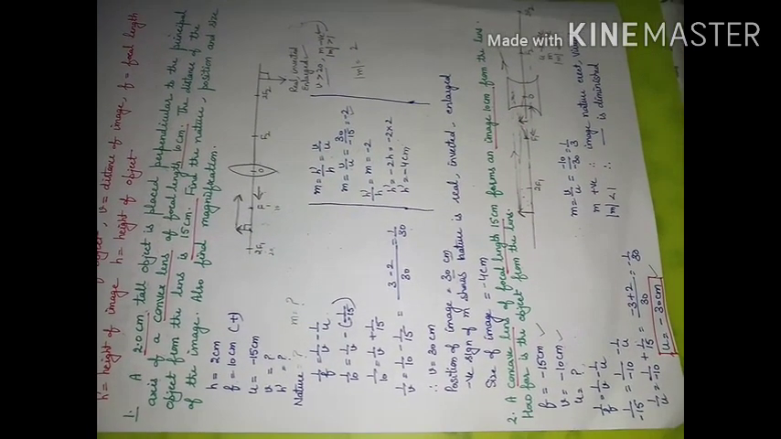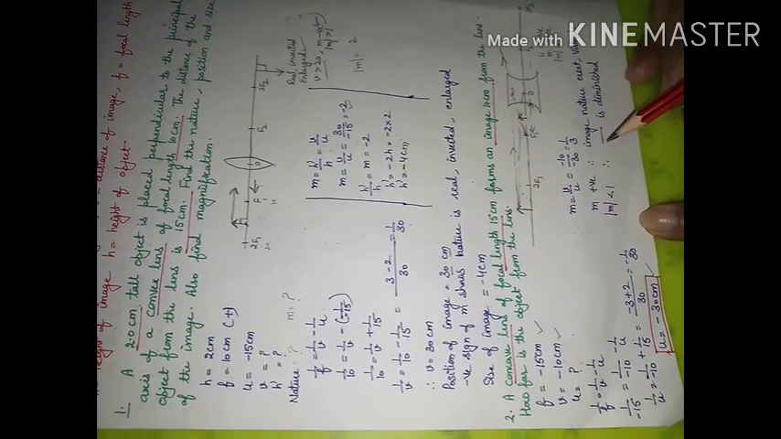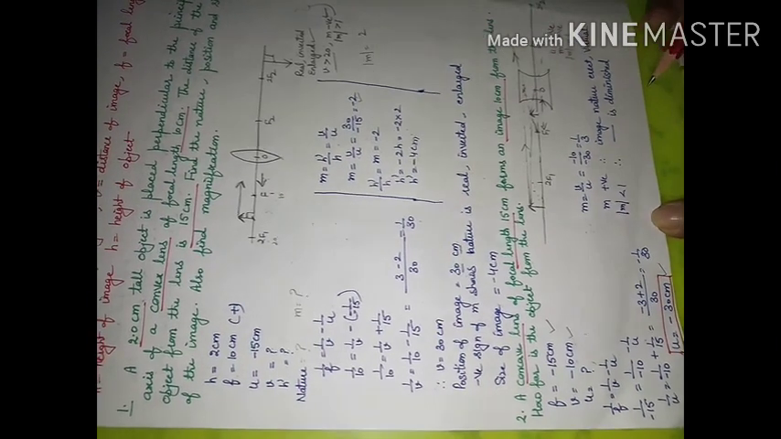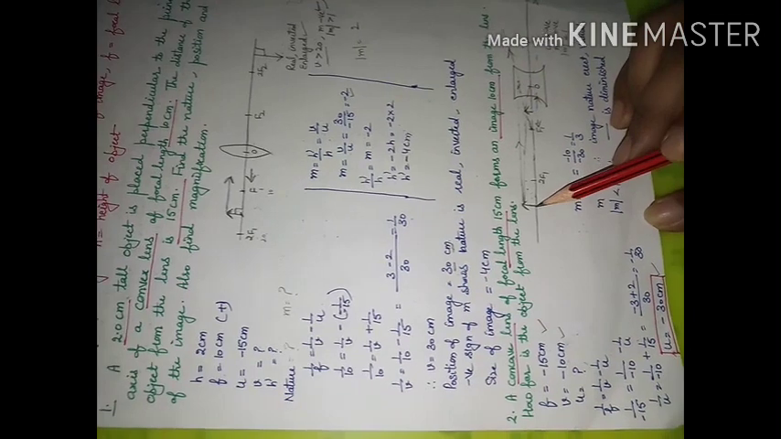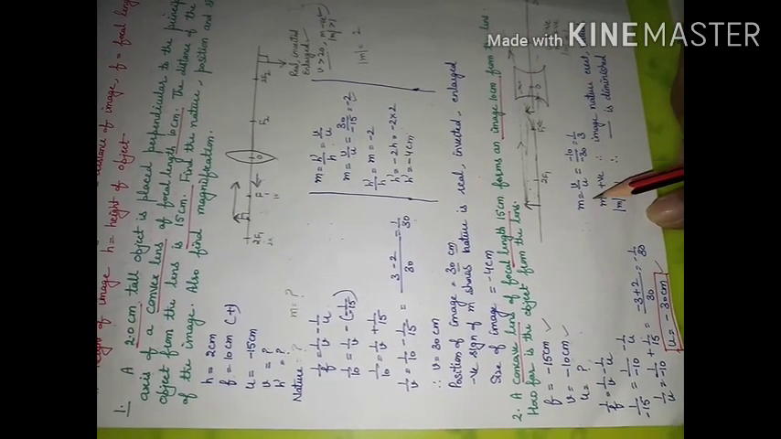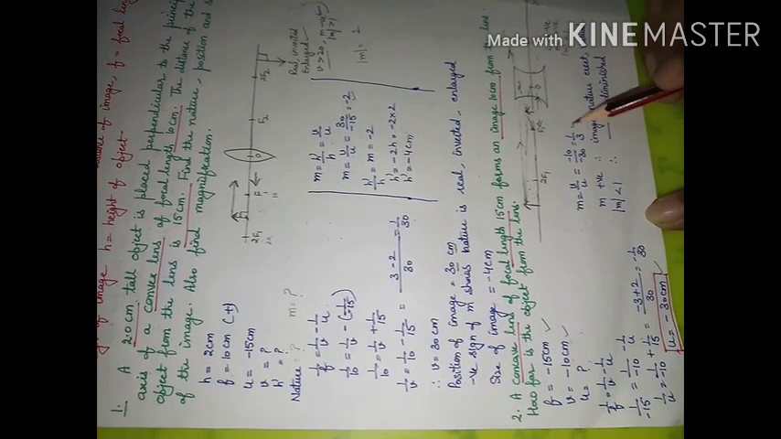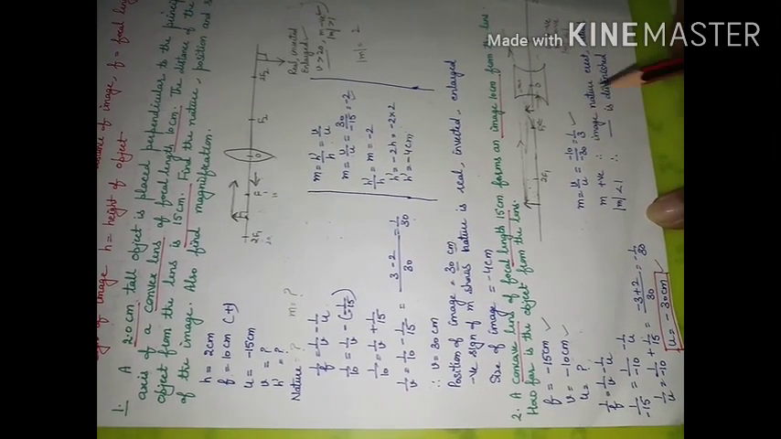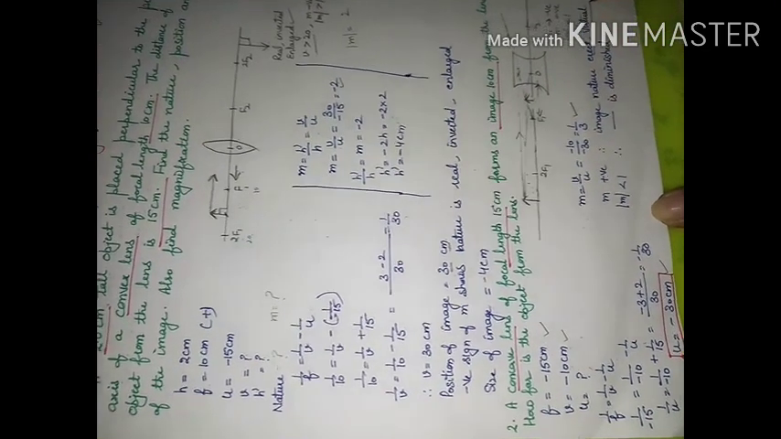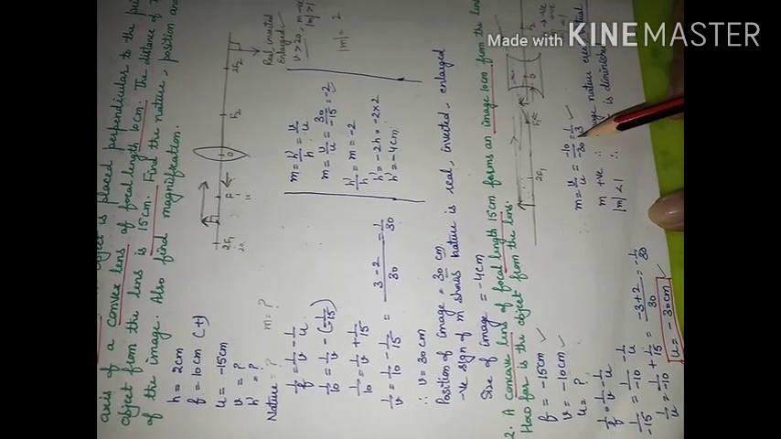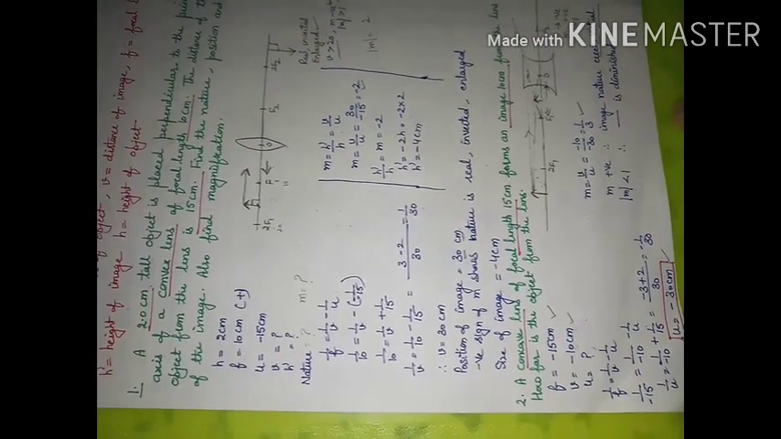And if you will find magnification, in this case magnification should be positive and its magnitude should be less than 1, because image formation will be smaller than the size of object. So m will be v upon u. Put value minus 10 upon minus 30, which is 1 upon 3, which is less than 1. Positive sign shows that image formation is erect and virtual, and as this is less than 1, so image is going to be smaller than the size of object.